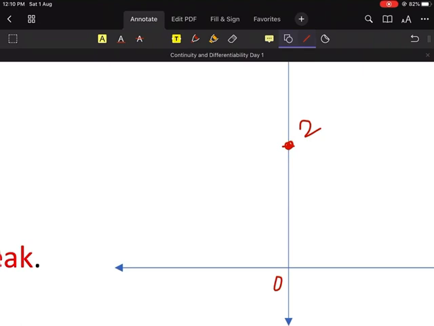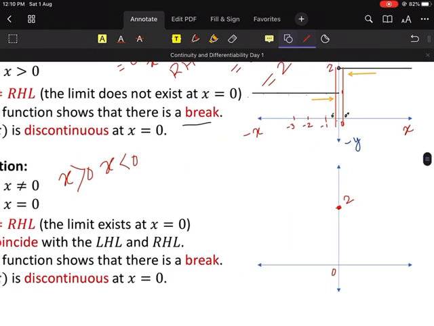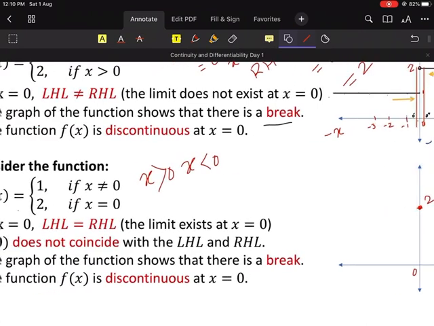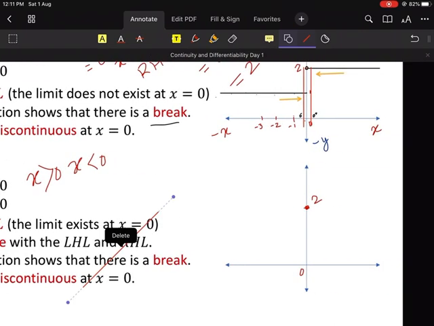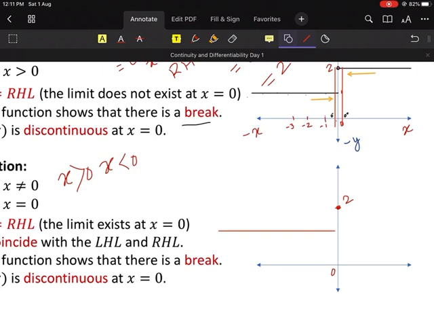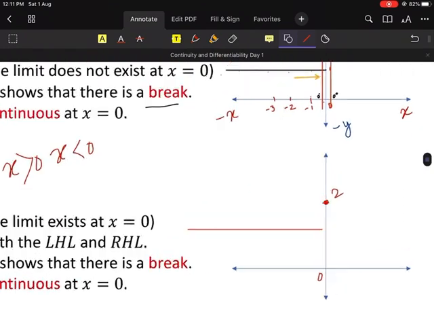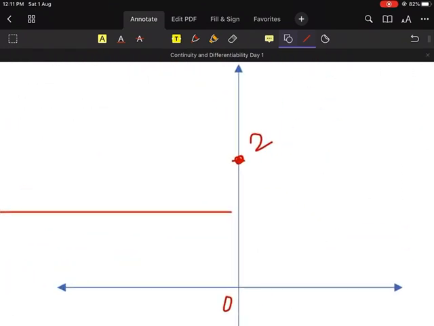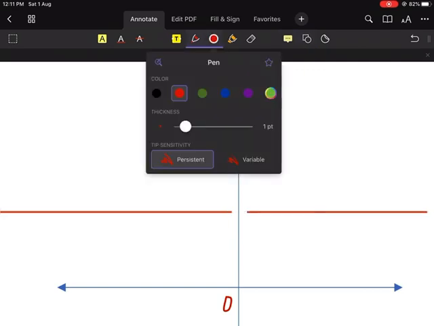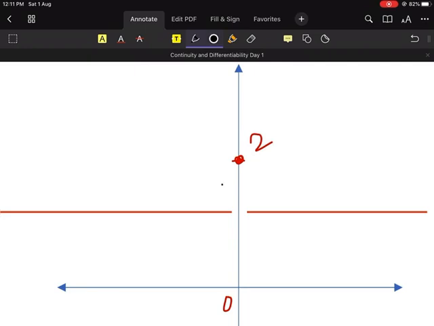Now, when x is less than 0, what is f(x)? Look at here. When x is less than 0, f(x) is 1, right? So the graph will be like this. Everyone understood? And when x is greater than 0, the graph will again start from 1. This point is our 1.